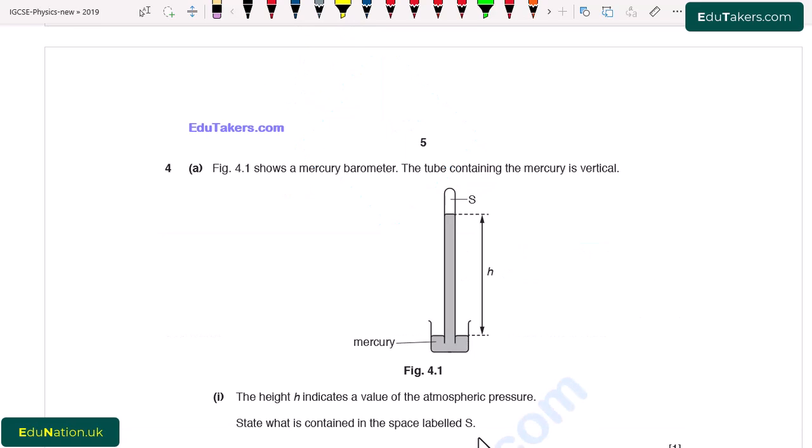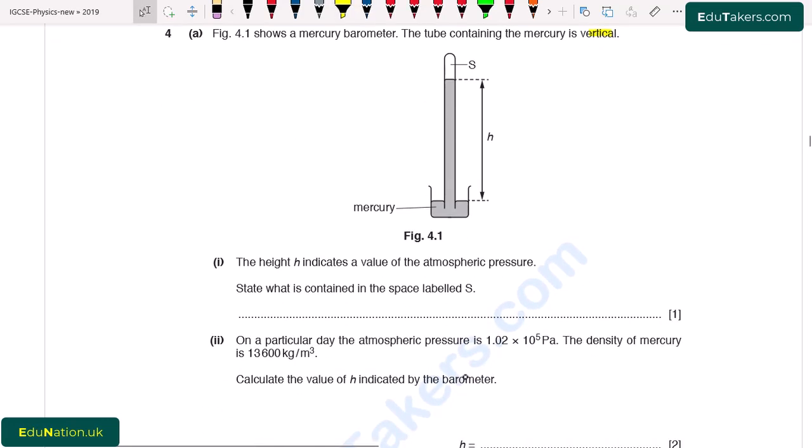Question number 4, part A. Figure 4.1 shows a mercury barometer. The tube containing the mercury is vertical. So here is a figure 4.1. We can see that it's a mercury barometer and its height is h.